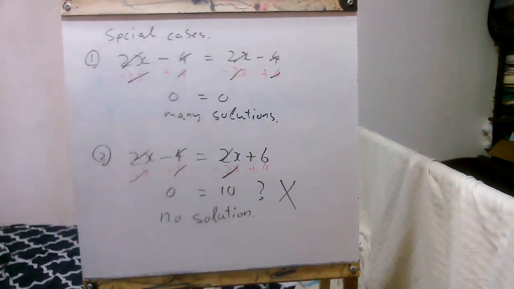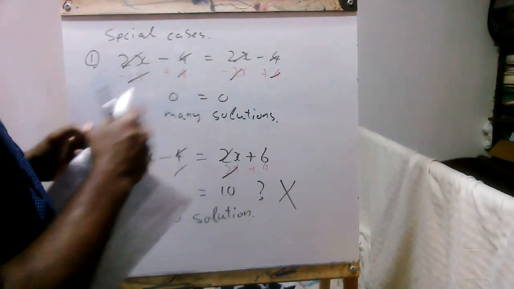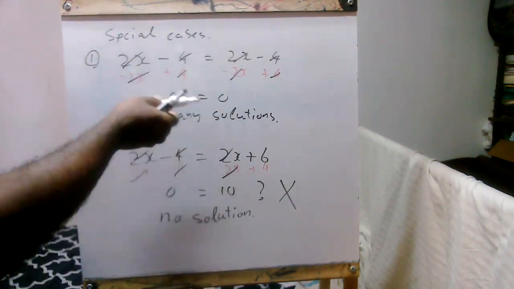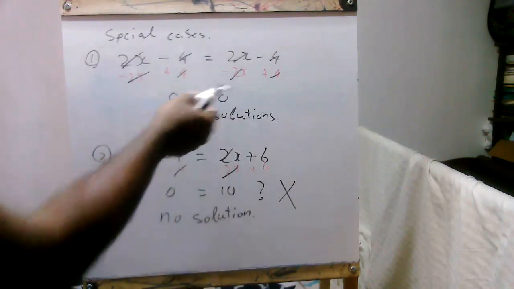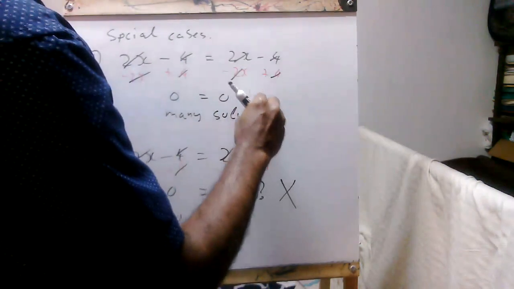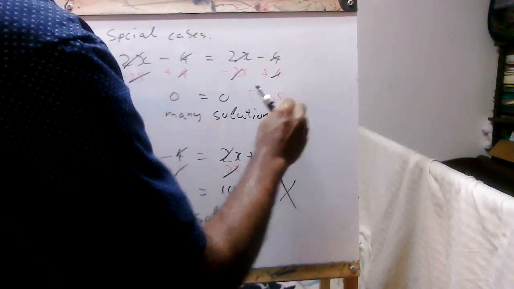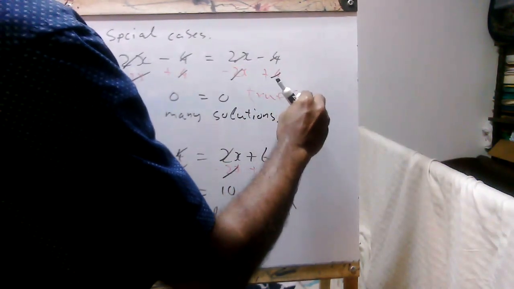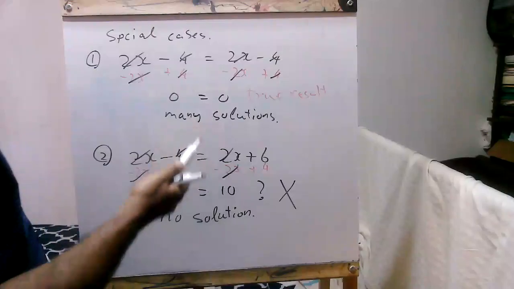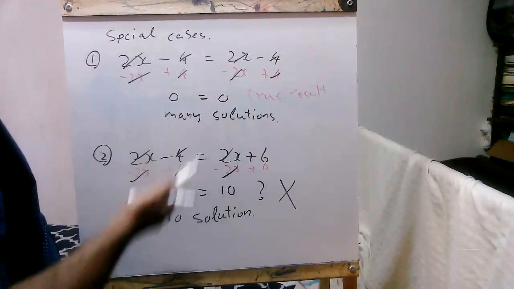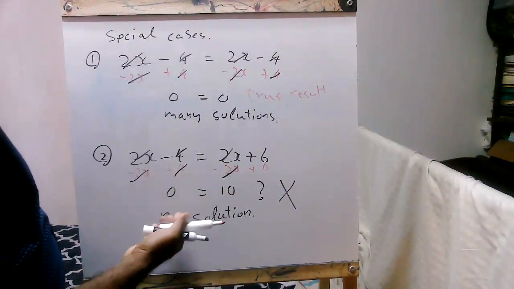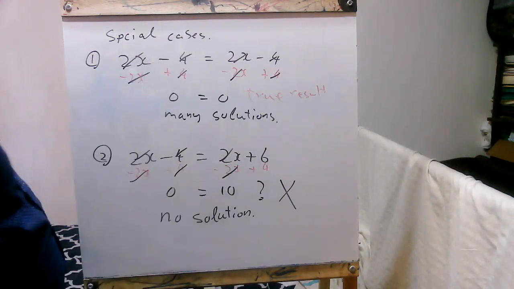Okay, now this is what it means in short. If you get the same number on the left and right side, which is a true result, therefore it has many solutions. Here 0 is not equal to 10, therefore it has no solution.